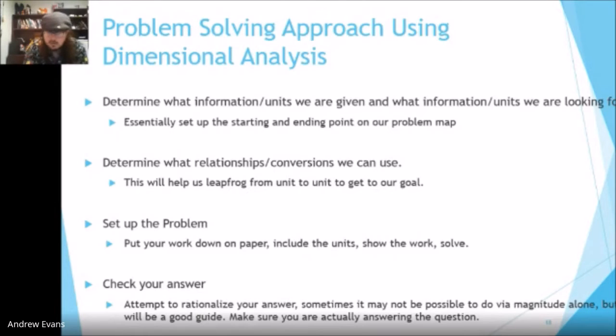On that path going from start to finish, I need to determine what relationships we need. What conversions do we need? What do we have to cancel out? Do I have to convert this unit to the next? How do we leapfrog from here to there? Next, I'm going to actually set up the problem and work it out. Show all the units. Try not to be lazy or cut corners, so that I can follow the work clearly and know I'm doing it right.